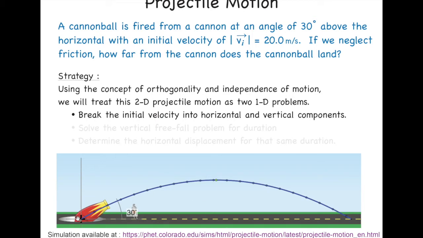Once this thing has been launched by the explosion, the gunpowder or whatever else, it is just going to be coasting along here in the x direction with no additional forces. Gravity, of course, is acting on it, but gravity points completely in the vertical direction, and the orthogonality principle tells us that the gravity acting in the vertical direction does not affect the horizontal direction at all. So that means that we can solve the vertical freefall problem for duration.